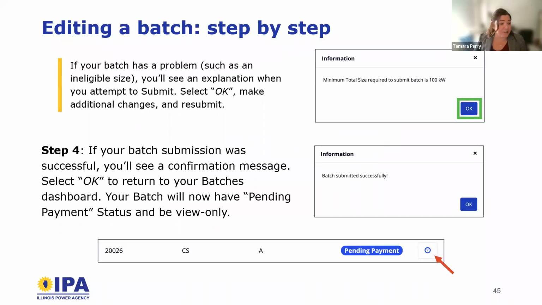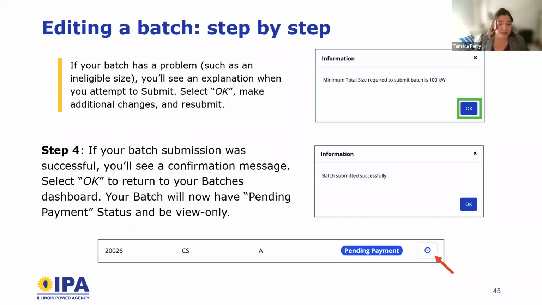If there is an issue with your batch, you will see this pop-up screen with an explanation of the error. For example, if you submit an ineligible size, you'll see this pop-up screen, and then you'll press OK, and it'll kick you back to make additional changes to your batch. If your batch was successful, you'll see this confirmation message.